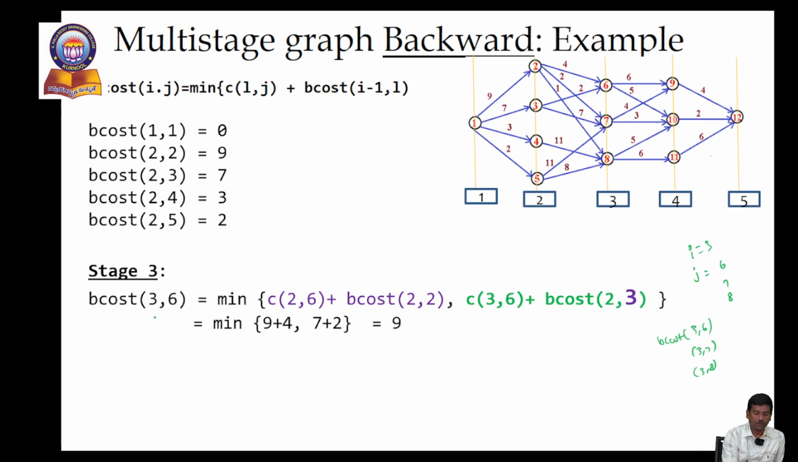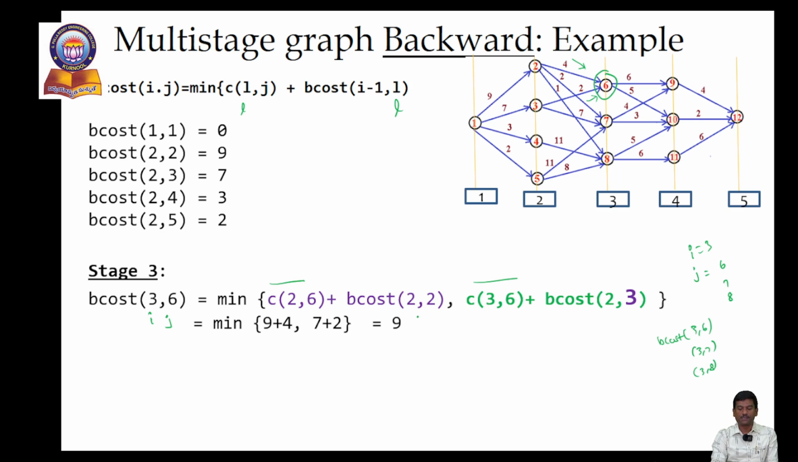Here the i value is known, i equals 3, and the j value is also known, j equals 6. If you consider vertex 6, what are the edges connected to 6? From 2 we can reach 6, and from 3 we can reach 6. So there are two parts, C of (2,6) and C of (3,6), and the remaining values are replaced by BCost of (i-1, L). This is L, do not get confused. This is the value of your L, C of (L, j).